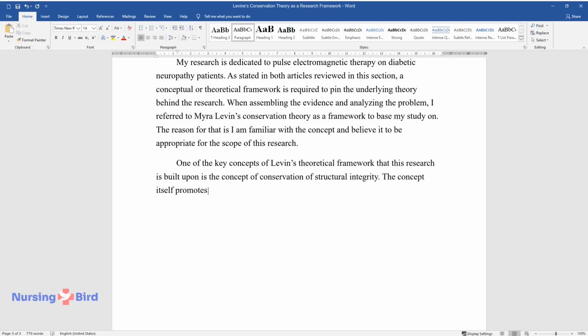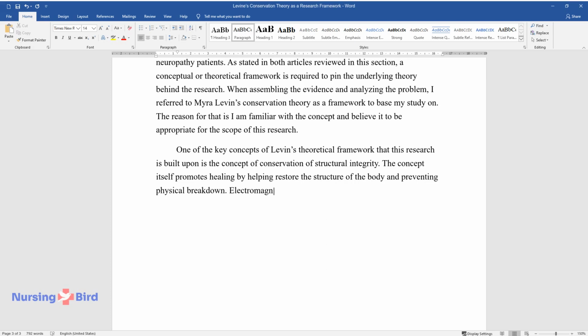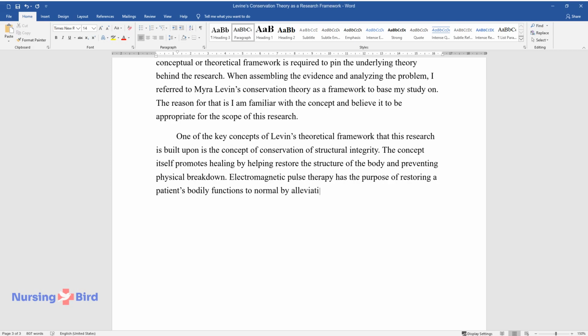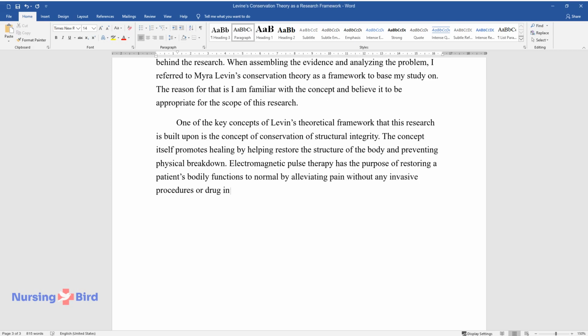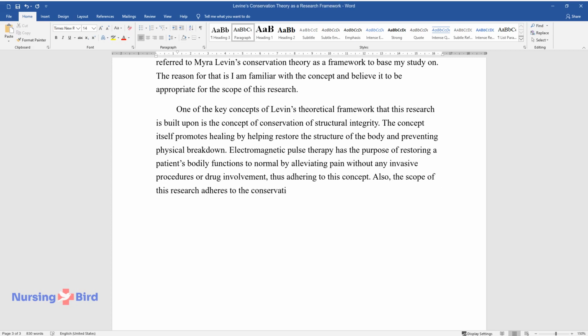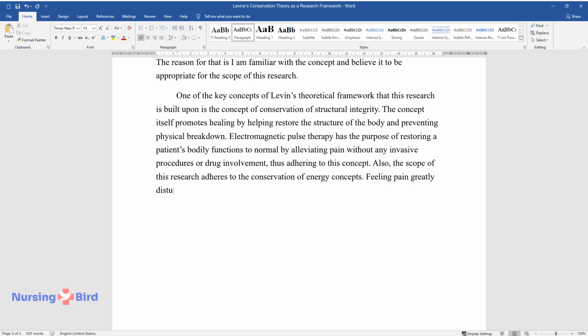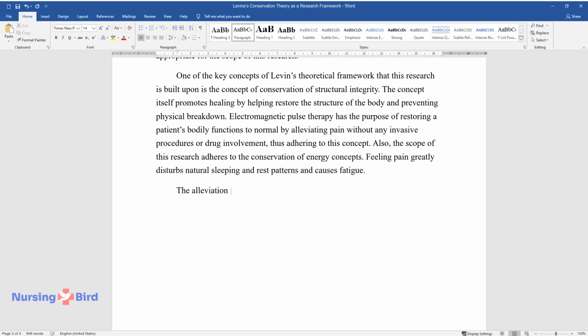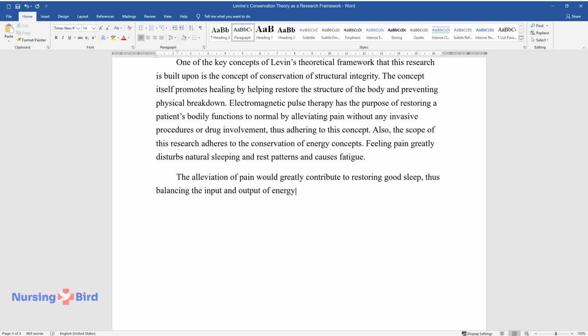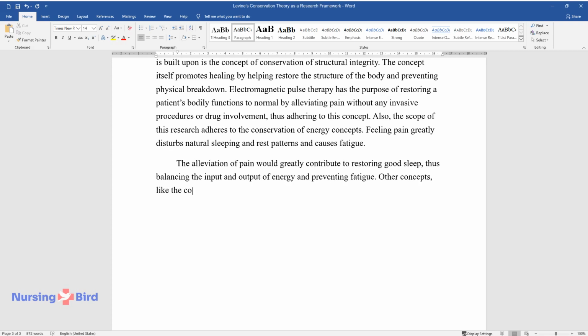The concept itself promotes healing by helping restore the structure of the body and preventing physical breakdown. Electromagnetic pulse therapy has the purpose of restoring a patient's bodily functions to normal by alleviating pain without any invasive procedures or drug involvement, thus adhering to this concept. Also, the scope of this research adheres to the conservation of energy concepts. Feeling pain greatly disturbs natural sleeping and rest patterns and causes fatigue. The alleviation of pain would greatly contribute to restoring good sleep, thus balancing the input and output of energy and preventing fatigue.